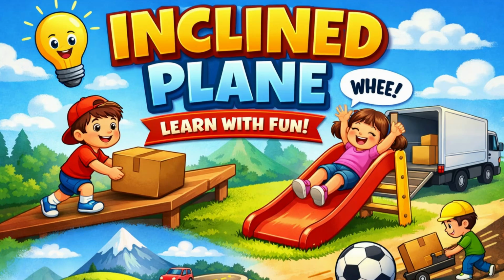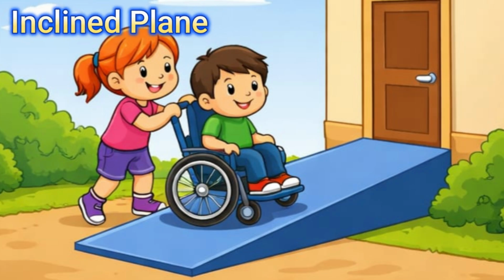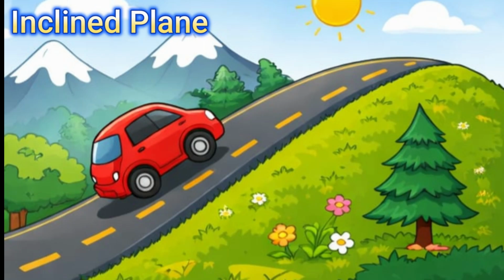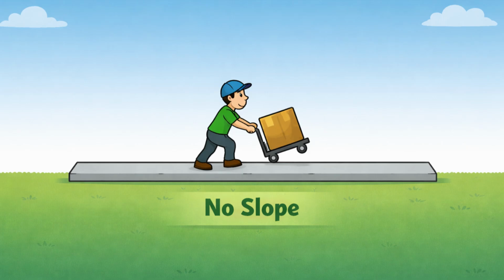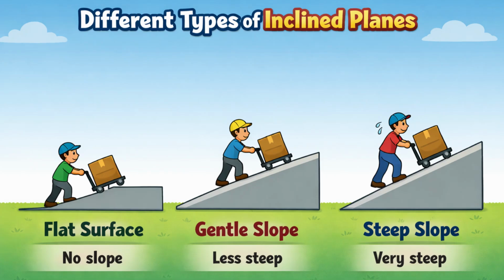Hello children, today we will learn about something very interesting, that is inclined plane. Big word, right? But don't worry, it is very simple to understand. An inclined plane is just a slanted surface. It is not flat, it is not straight up. It is a little tilted.